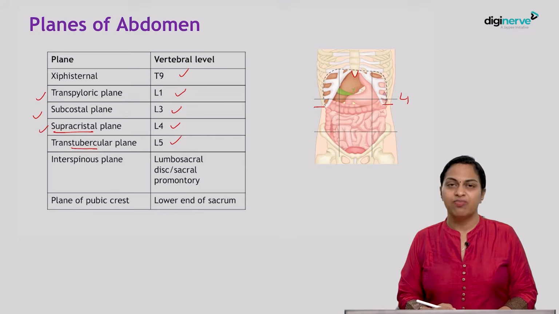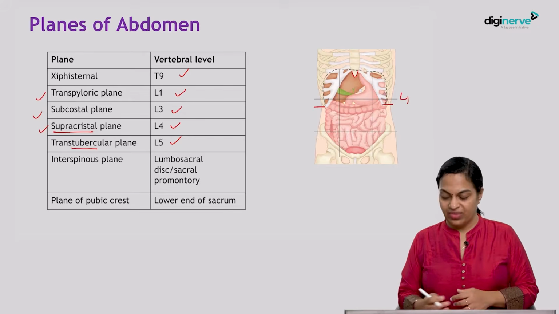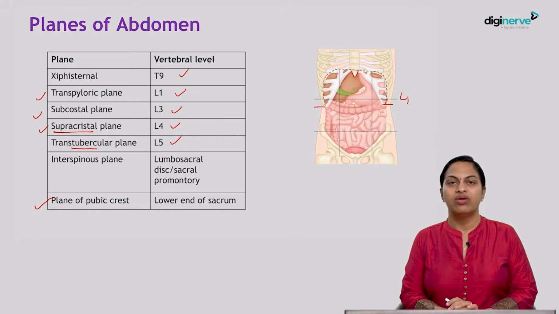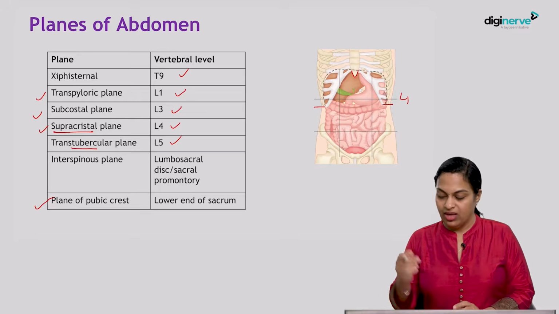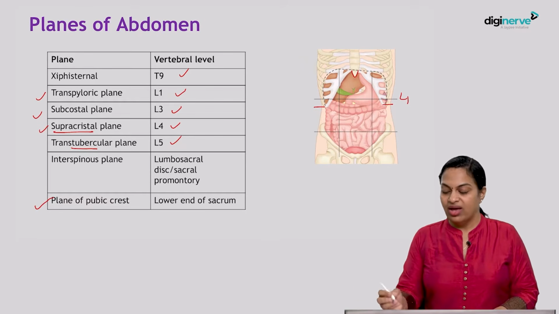The interspinous plane connects the anterosuperior iliac spines of both the sides. That passes through the lumbosacral disc or the sacral promontory. And the plane of the pubic crest passes through the lower end of the sacrum. Now, a few important points in addition.